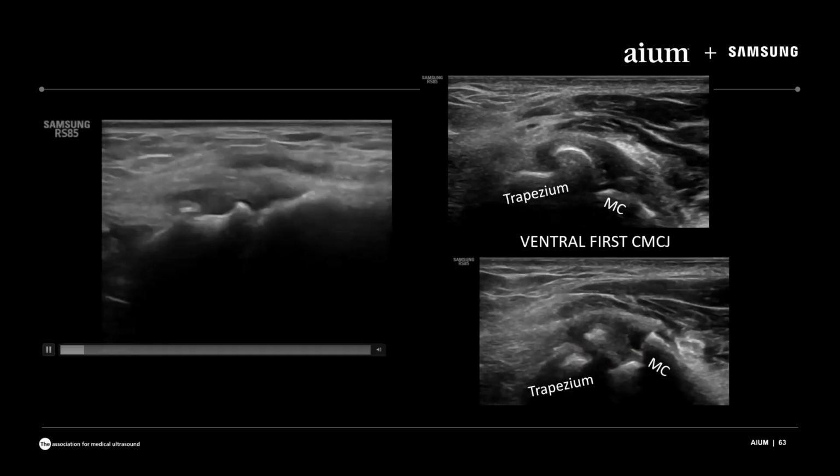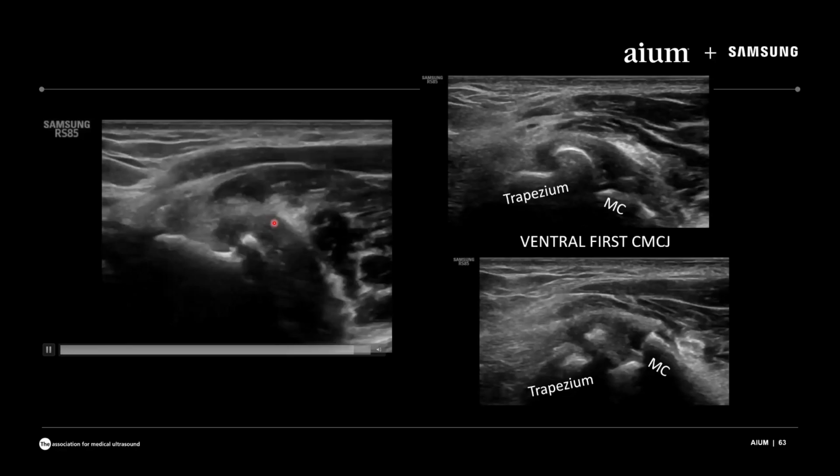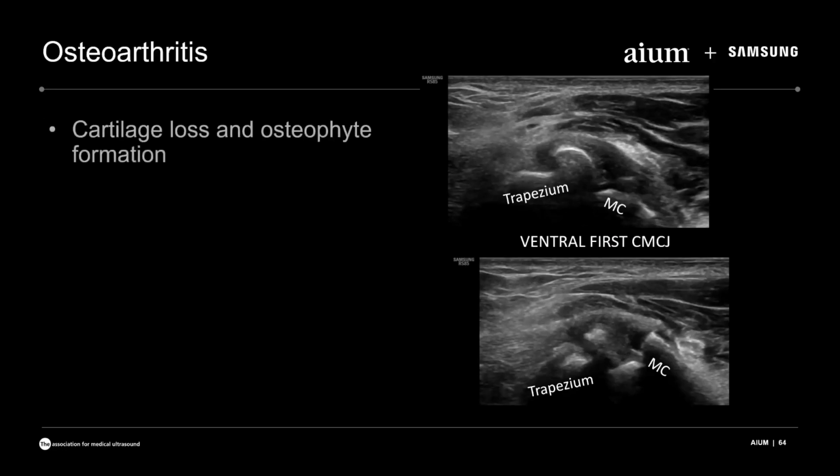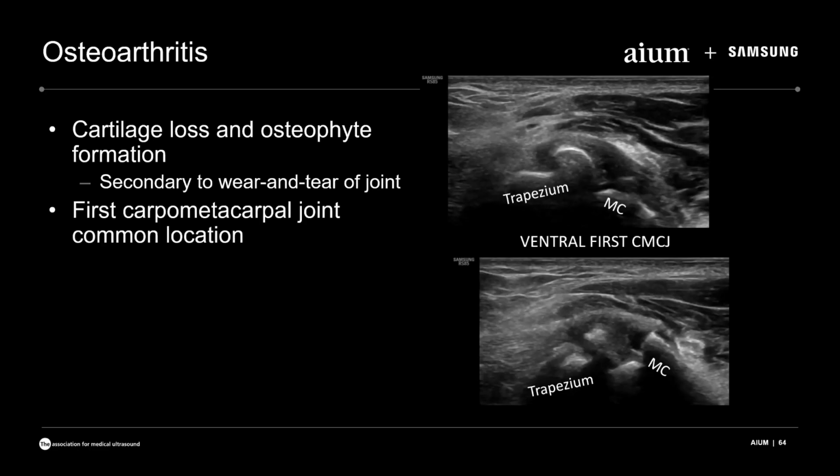And if we look at this in real time, there's that trapezium osteophyte. And then here a bit more distally, there's the first metacarpal. And then this is all that hypoechoic synovial hypertrophy there surrounding it. So typical first CMC osteoarthritis. So this occurs due to wear and tear of the joint leading to cartilage loss and then this kind of bony spurring or osteophyte formation. And this location is very common in the thumb.